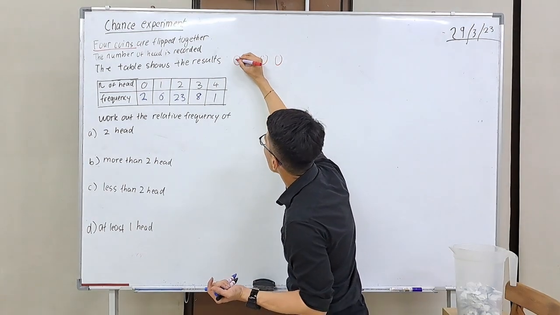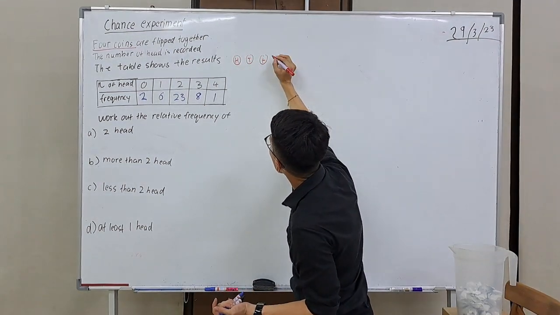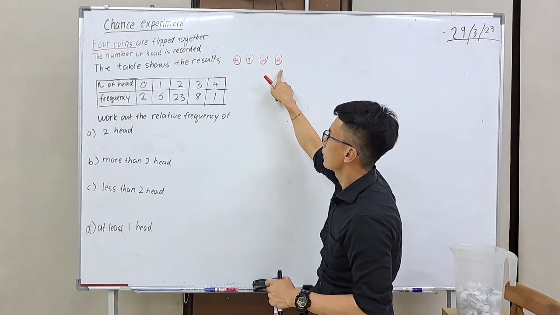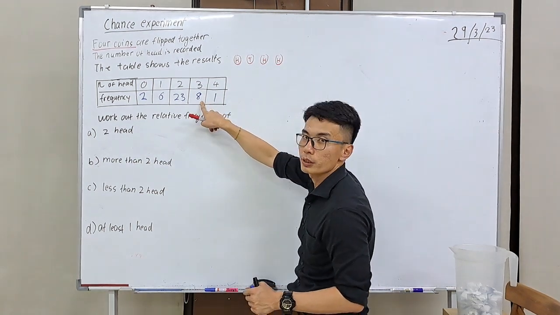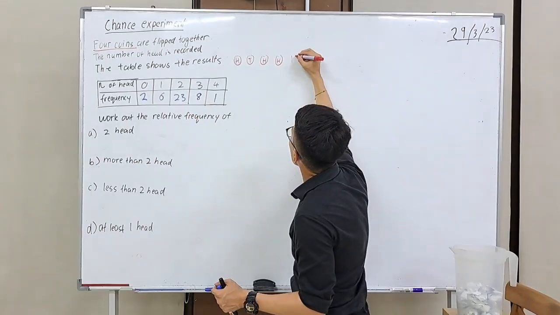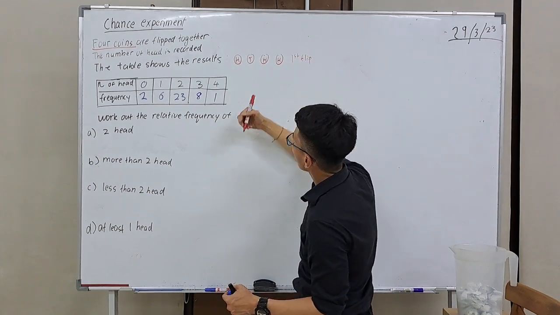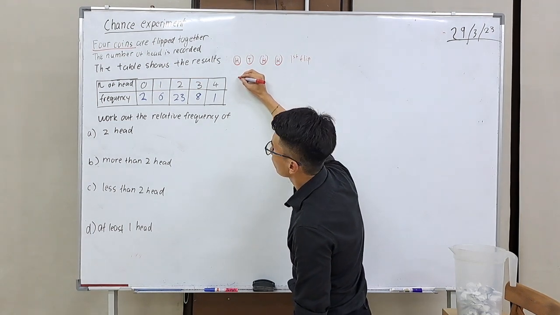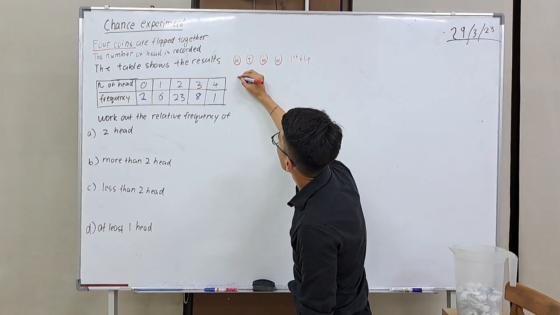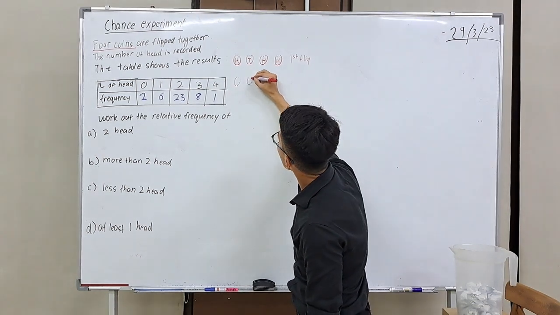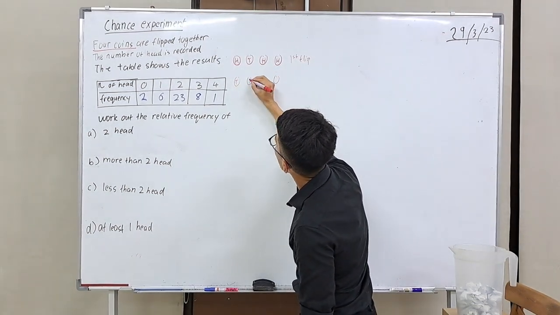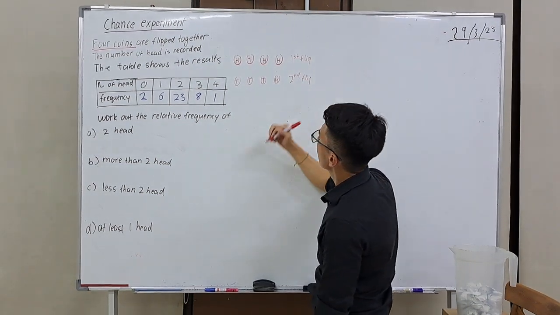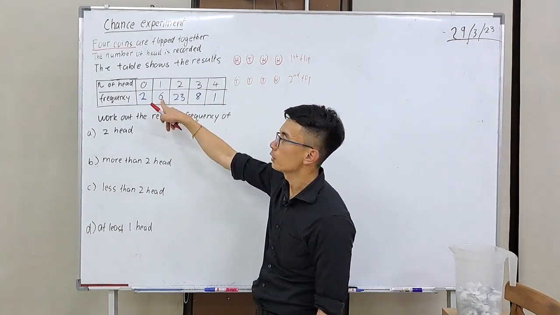For example, my first flip, maybe it's head, tail, head, and head. So my first flip, I get 3 heads, and that will contribute to the result over here. That's my first flip. Then my second flip, I flip 4 coins again, and I get, let's just say, tail, and head. So that's my second flip, and this result will contribute to this number over here.